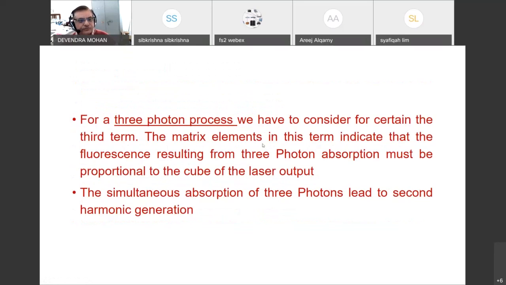So for a 3-photon process, we have to consider for certain the third term. The elements in this term indicate that the fluorescence resulting from 3-photon absorption must be proportional to the cube of the laser output. So there is a difference between fluorescence emission and 2-photon absorption. So the simultaneous absorption of the photons leads to second harmonic generation.